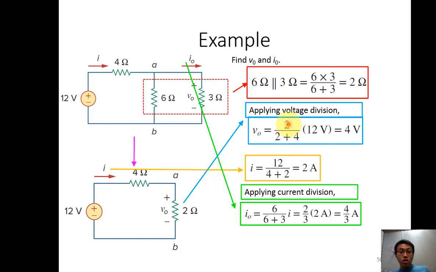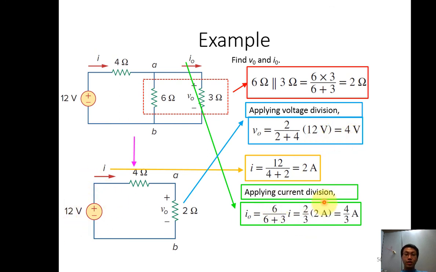So I apply the voltage division. Now I want to find V0, right? Voltage division says that if I want to find the voltage here, what I need to do is use 2 divided by 4 plus 2 times 12. That is 2 divided by total resistance times total voltage. So I have 4 volt.